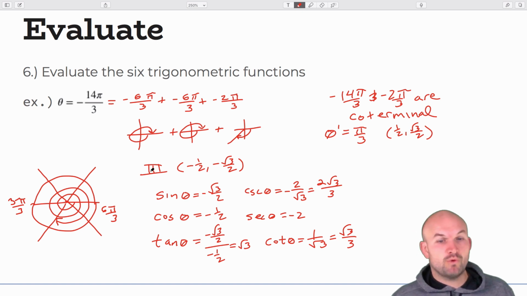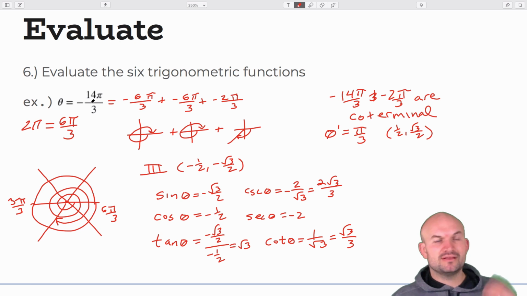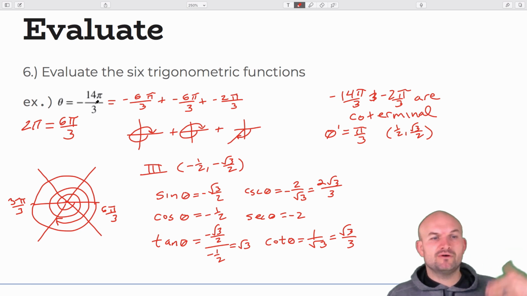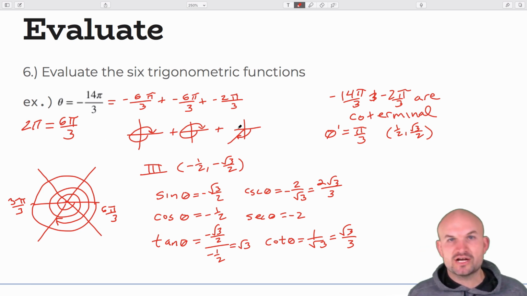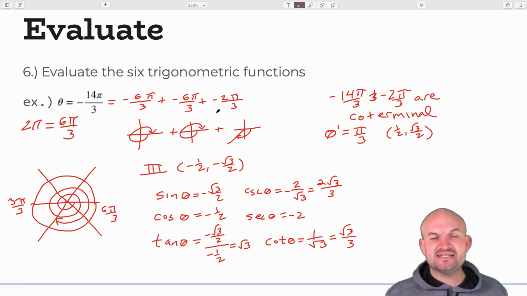But again, since they're in quadrant 3, we're going to be using negative 1/2 and negative square root of 3 over 2. So again, you could do the graphical approach. I prefer just to find a revolution. We know that 2 pi in terms of thirds is equal to 6 pi over 3. So the hard part about this problem was it's negative. So you don't want to add 6 pi plus 6 pi. You've got to use negative 6 pi over 3 because you're using the negative direction. And then when you keep on finding them, you basically just find the remainder, and that's going to be your coterminal angle.